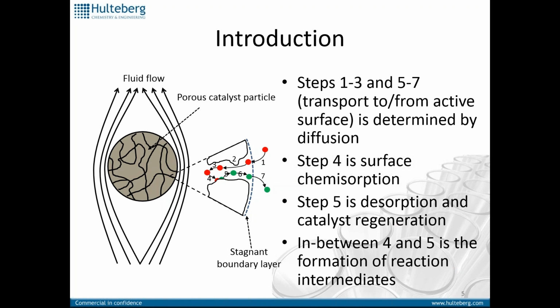So step 4, that's the surface chemisorption. Step 5 is the desorption, and then between 4 and 5 we have the formation of reaction intermediates, which we can also be interested in seeing. The steps 1 through 3 and 5 through 7 are determined by diffusion.